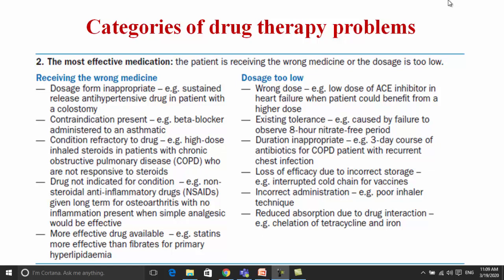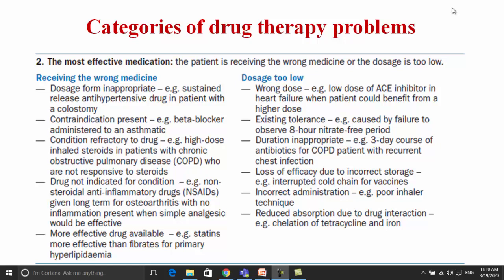For example, dosage form inappropriate: a sustained release antihypertensive drug in a patient with colostomy. Contraindication present: a beta blocker administered to an uncontrolled asthmatic patient. A condition refractory to drug: high dose inhaled steroid in a patient with chronic obstructive pulmonary disease who is not responsive to steroid. Drug not indicated for condition: non-steroidal anti-inflammatory drugs given long-term for osteoarthritis with no inflammation present when a simple analgesic would be effective. The last example is more effective drug available: statin more effective than fibrates for primary hyperlipidemia patient.